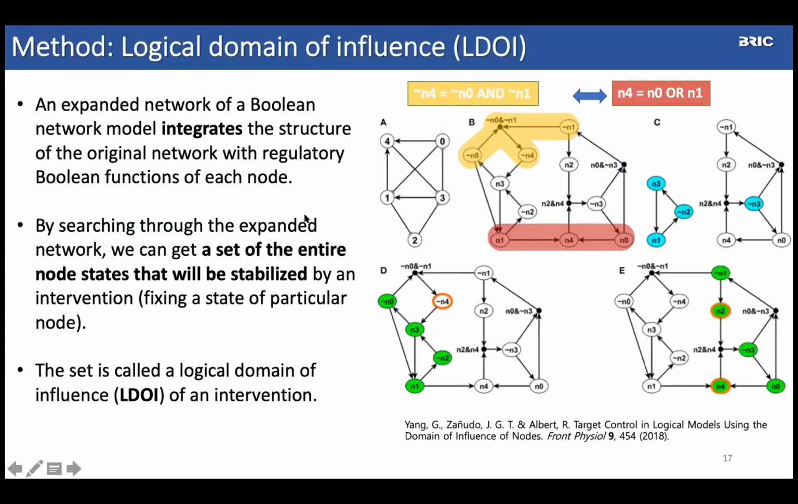So now I'm going to go through how we identified our target genes from our network model. We use a network control strategy called logical domain of influence, or LDOI, and we also use an expanded network to unravel the mechanism of basal-like to luminal A transition in our Boolean network model. First of all, the expanded network is like a trajectory of every possible state within our network model, integrating its Boolean logic information. So, for example, moving from one node to another, these interactions and their relationships are projected onto this expanded network model here.